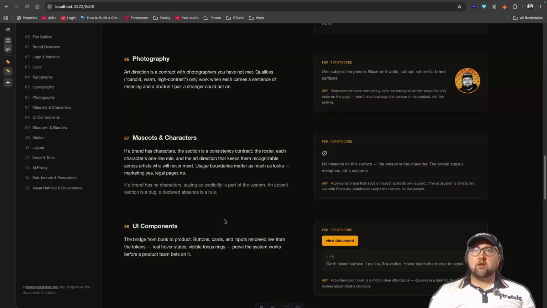If a brand has characters, this section is a consistency contract. The roster, each character's one-line role. This matters for my Potatoes ecosystem because it's supposed to be ideally 365. We have 52 right now, but really it's like 7 to 16. There's a bunch of these potato or potato-adjacent characters who are supposed to exist as agents that are running a business.